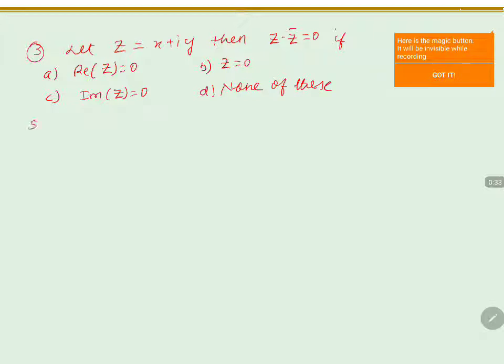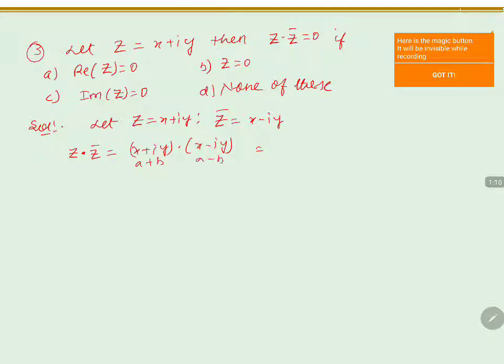Right. Now we have to check what happens if z times z bar is equal to 0. For that, let z = x + iy, and we will take the conjugate. The conjugate of z, represented by z bar, is x minus iy. Now we will multiply z times z bar, which is (x + iy) times (x - iy), that is of the form (a + b)(a - b).